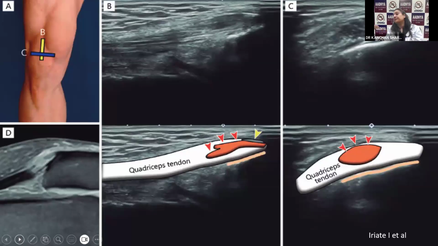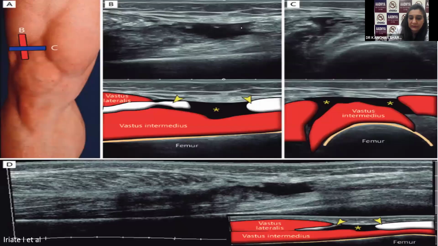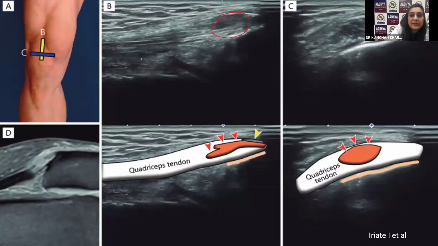So we learn about the quadriceps tendon in the longitudinal axis, and I have told you that it becomes very important for us to know the different layers of the quadriceps tendon. This is a picture showing that you are having some problem in this layer, somewhere here. Same thing you are able to see in the short axis as well.